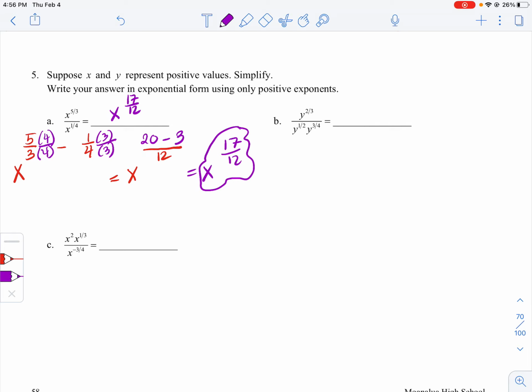But of course, you can always write that into a mixed fraction, but you don't have to. You can leave it as x to the power of 17 over 12. Okay, moving on. I have y to the power of 2/3, and then I have y to the power of 1/2 times y to the power of 3 over 4. I have already mentioned that when you multiply variables, you will add the exponent.